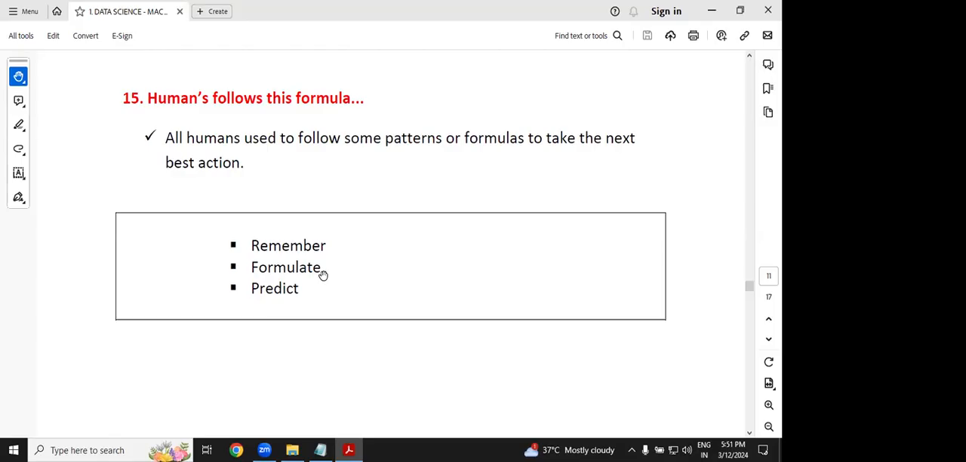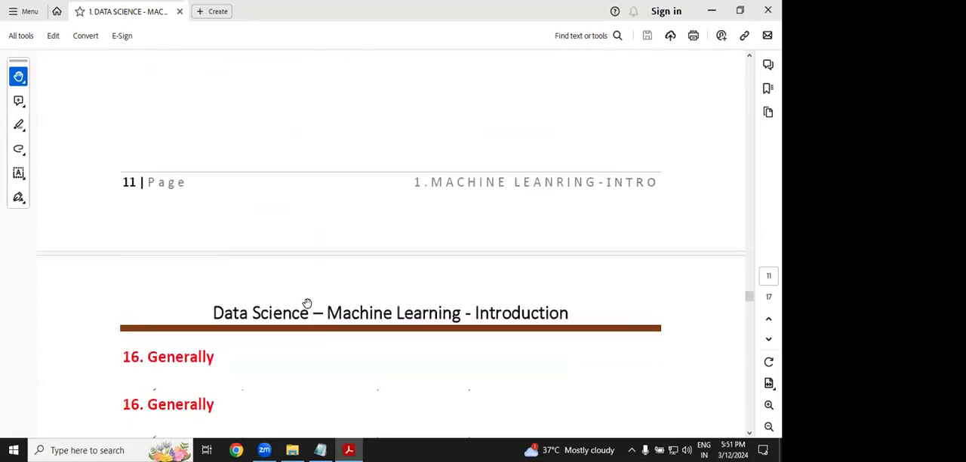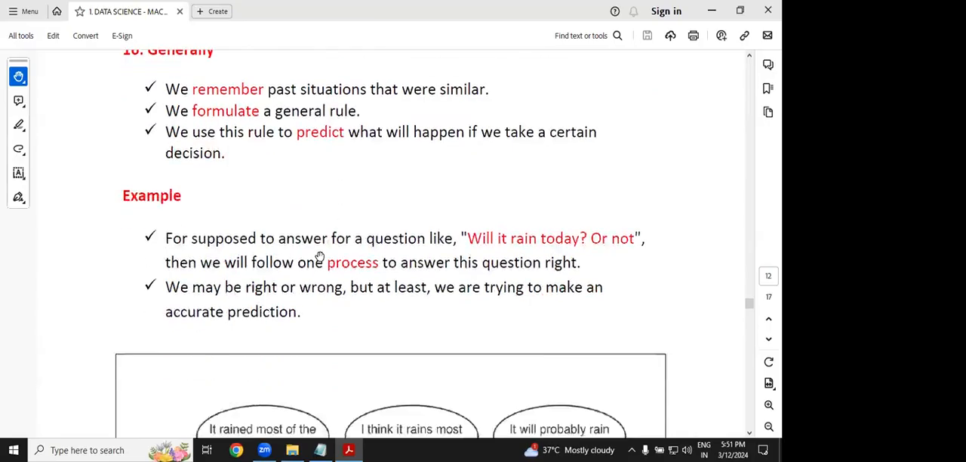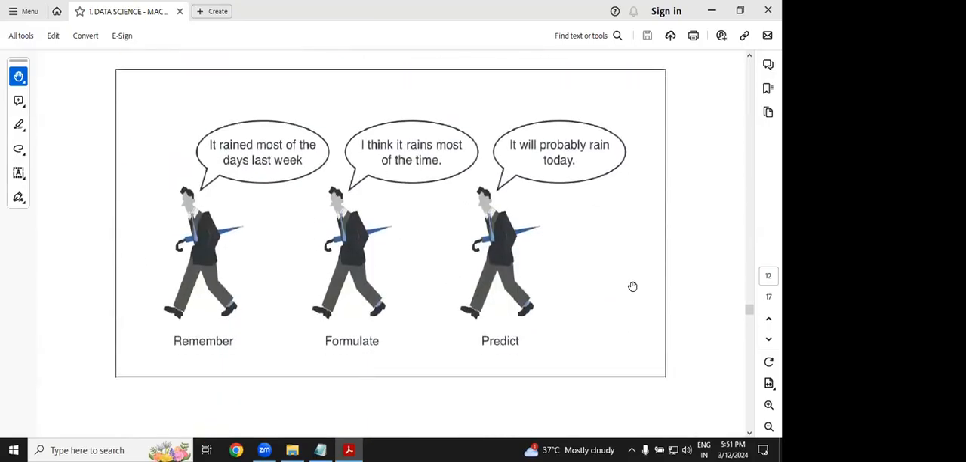Good. There is one framework, sir. Let me explain slowly. What is the first one? Tell me. Remember. Next one, formulate. Next one, predict. A kind of technical words. Don't worry. Hold on. Ignore the theory. Please observe here, sir.